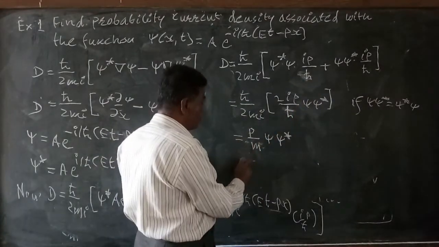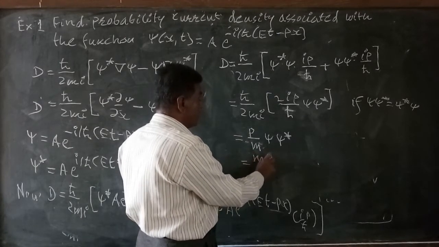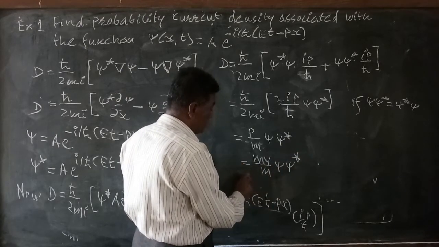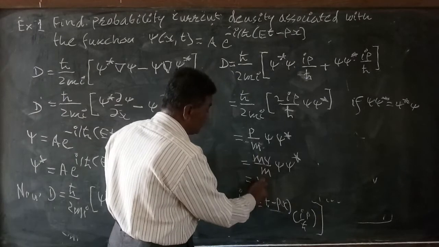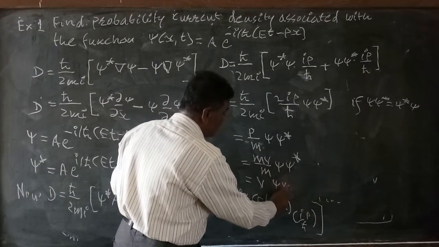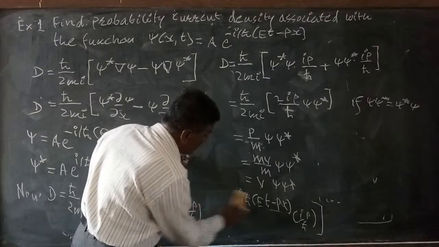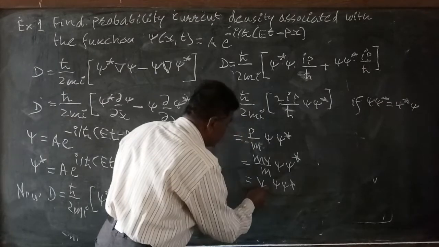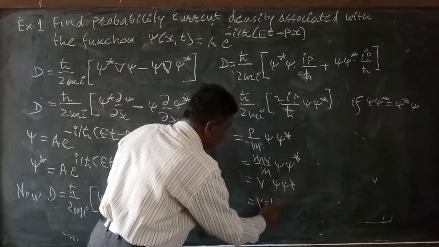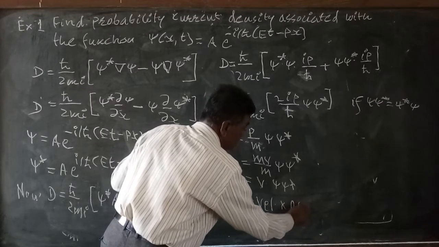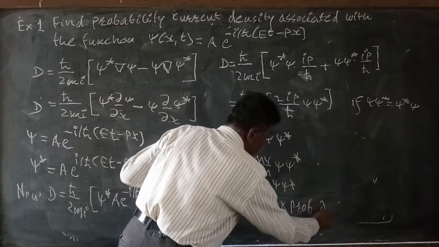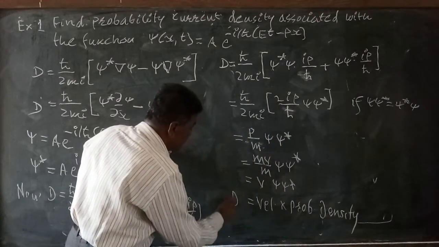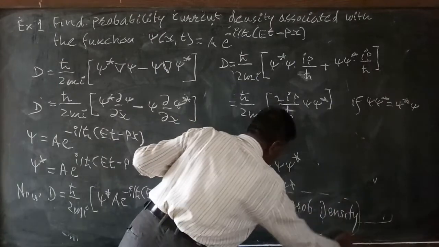So p is nothing but momentum, and it can be represented as mv divided by m into psi star. Again m gets cancelled, leaving v into psi star. So again we are getting the velocity into the probability density. This is the velocity of the particle, velocity into the probability density. So in this example also we are getting the same definition. So what is the probability current density? The current density will be equal to the product of this.